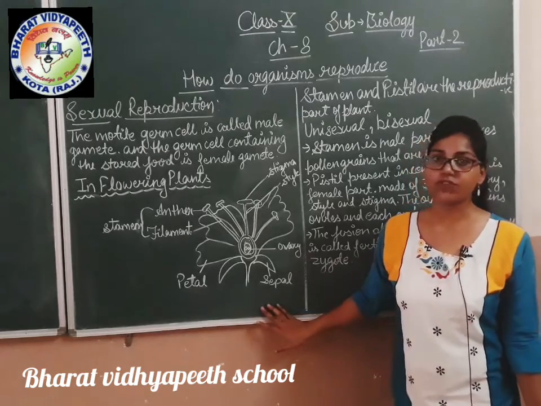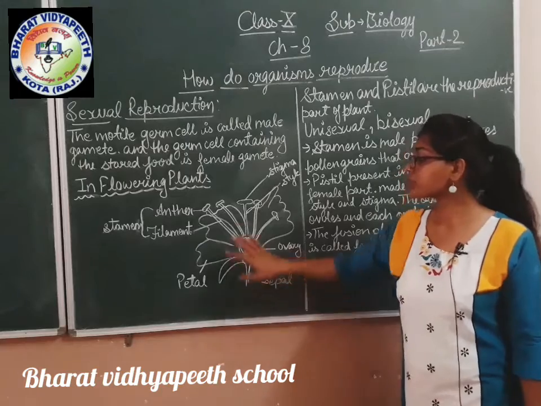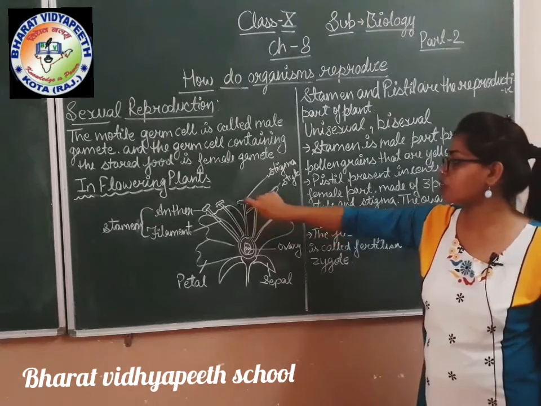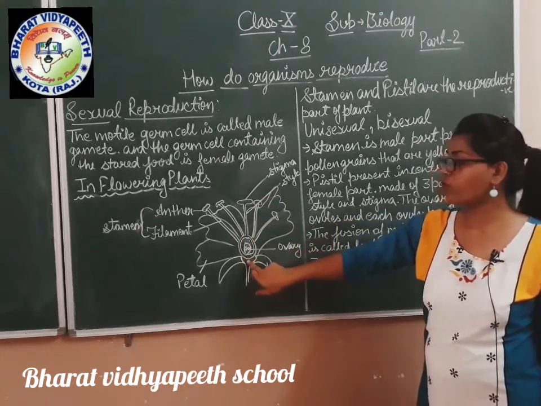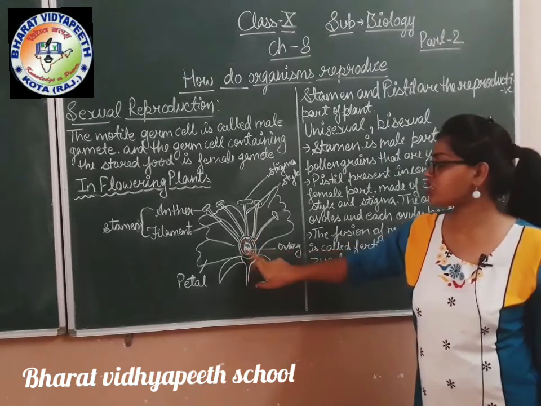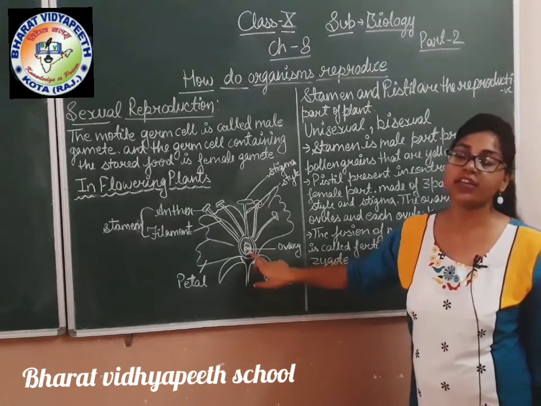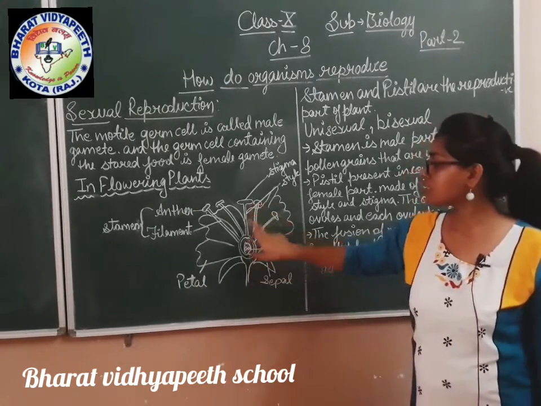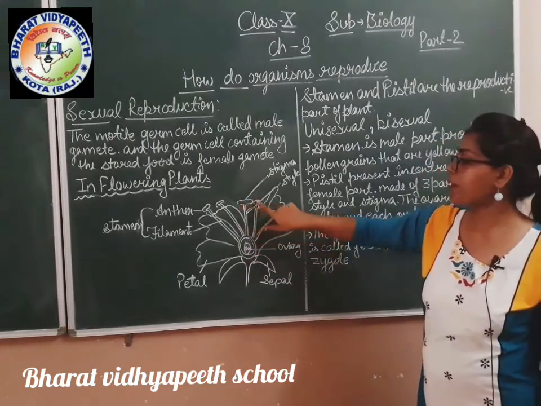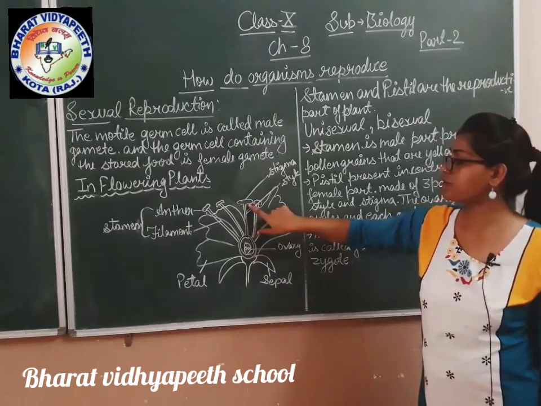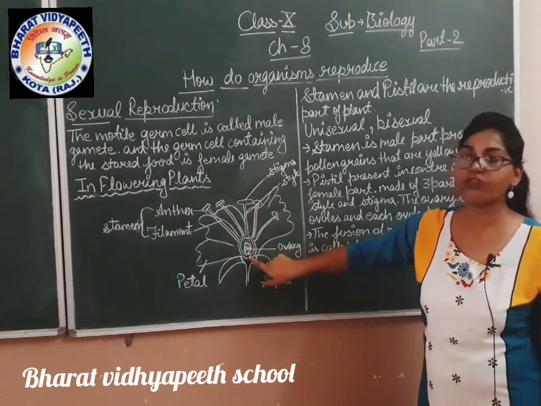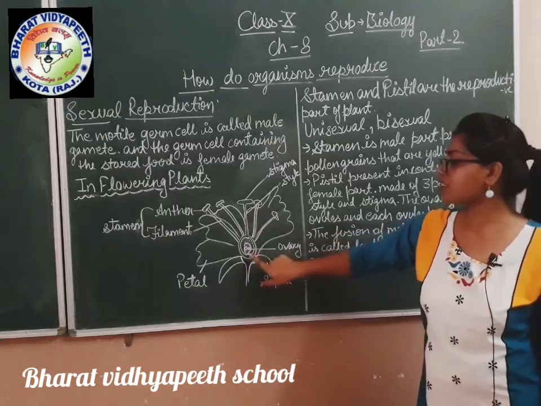This is the diagram of the flower, and there are different parts. The middle part is known as the stigma. It is a long tube-like structure which ends at the ovary part. This is the ovary part of the plant, which forms a circular structure. The ovary contains ovules inside it. The upper part of this structure is called the stigma, and the long tube which connects the stigma to the ovary is known as the style, and the third part is the ovary.